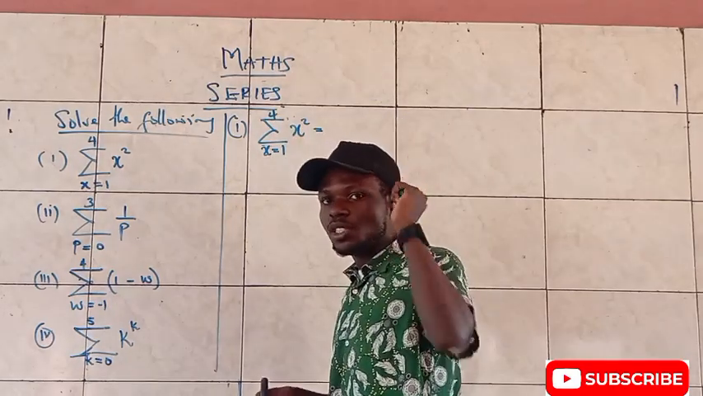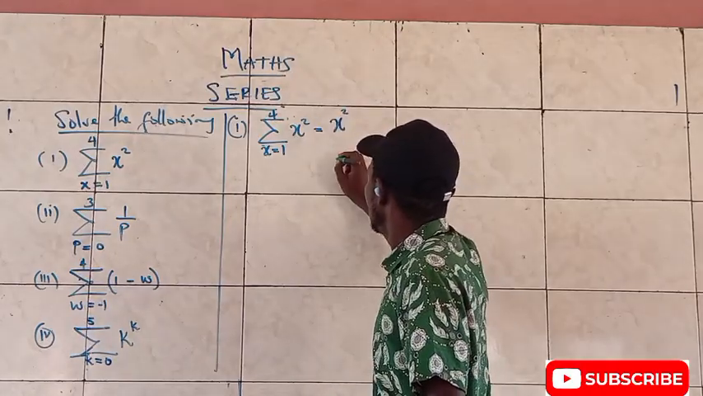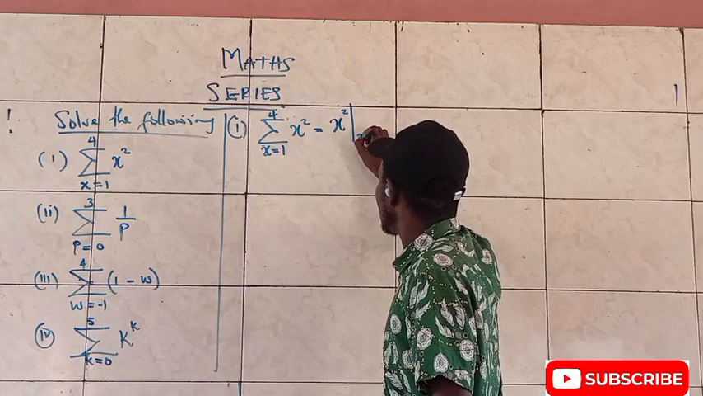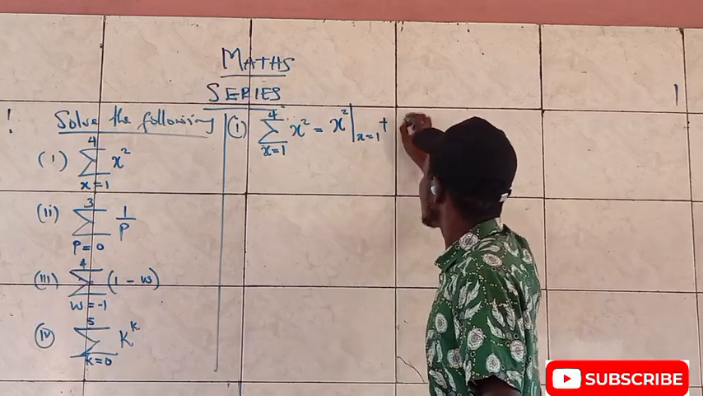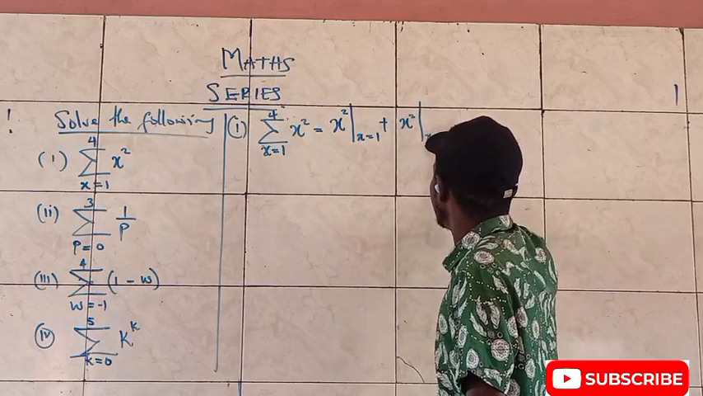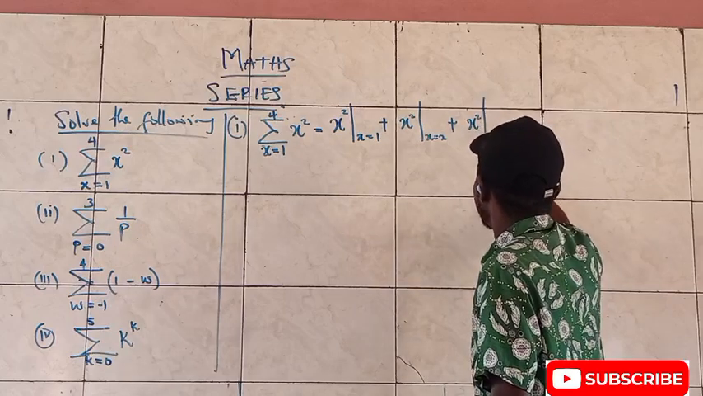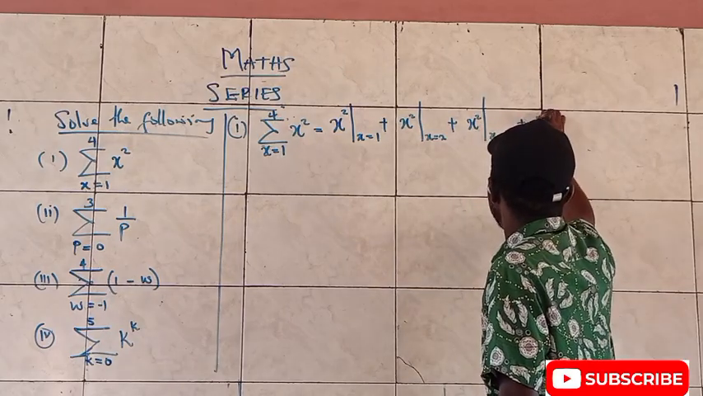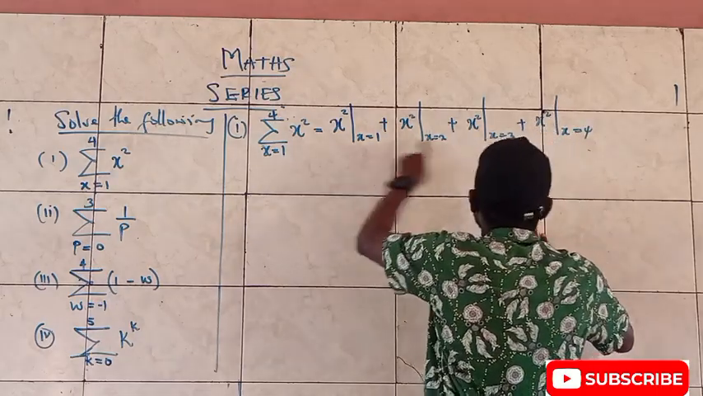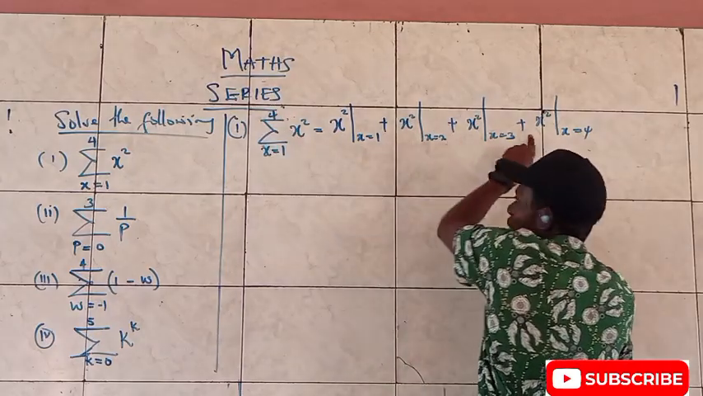For the sake of comprehension, I'm going to go this way. You write x squared, and then you put a slash and put x equals 1 here, plus another x squared with a slash and x equals 2, plus x squared with a slash and x equals 3, plus x squared with a slash and x equals 4. I start from 1 and end at 4 based on the function given here. And this is summation. Summation is plus, plus, plus.